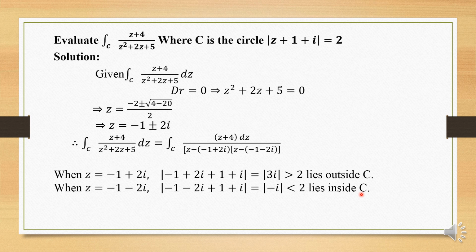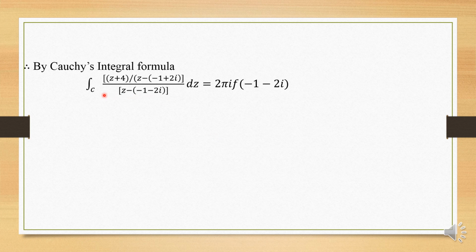So for applying the Cauchy integral formula, the question should be in the form of integral over C f of z by z minus a. For that we take the outside pole to the numerator. The outside pole is minus 1 plus 2i. So take the minus 1 plus 2i term to the numerator. So our integral becomes integral over C of (z plus 4) divided by (z minus (minus 1 plus 2i)) divided by (z minus (minus 1 minus 2i)) dz.